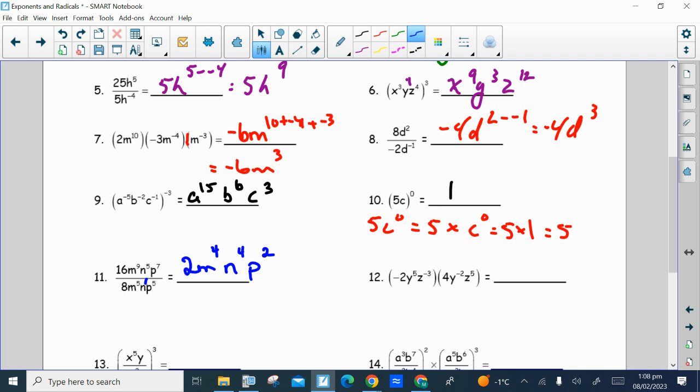What about number 12, Sophia? But first, let's deal with the coefficients. Negative 2 times 4 is negative 8. So what will the power be on the variable? Yes, because you're adding the exponents. 5 plus -2, +3. What about the z? Because you're adding -3 and 5 together, which does give you +2.